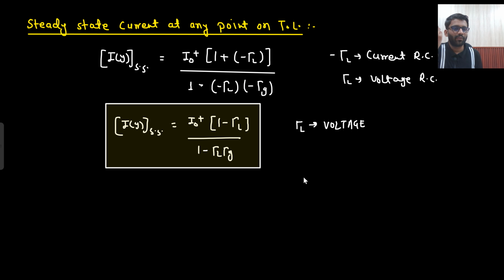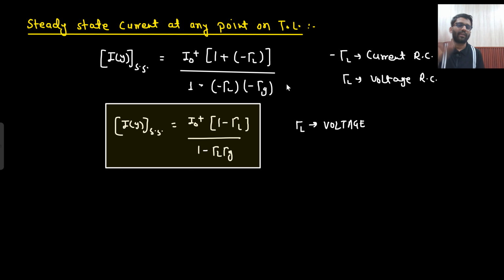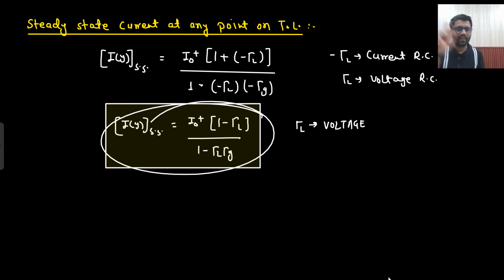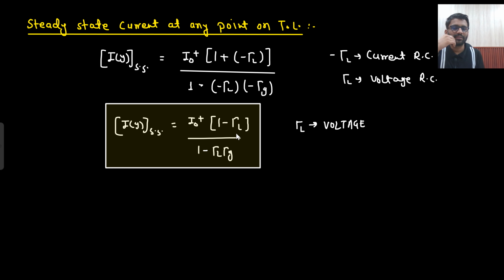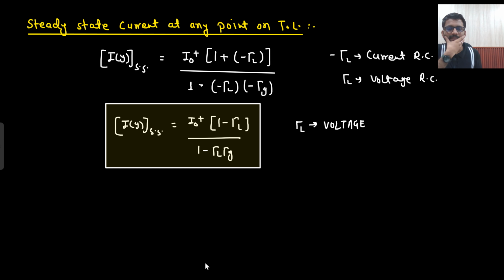How will you write down the current formula? For the current formula, first you will write down the voltage formula only, but you will say that this is the voltage reflection coefficient. If I need to write down the current reflection coefficient, then I need to pick the negative value of that. Is that clear to you? This formula will be rarely used in your examination, but one question has been asked on this particular formula in GATE 2006. Is that clear to you?